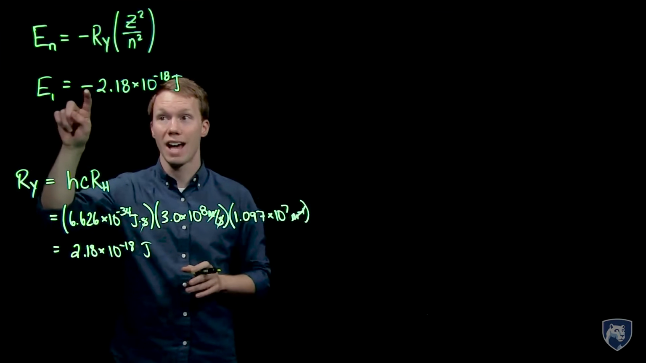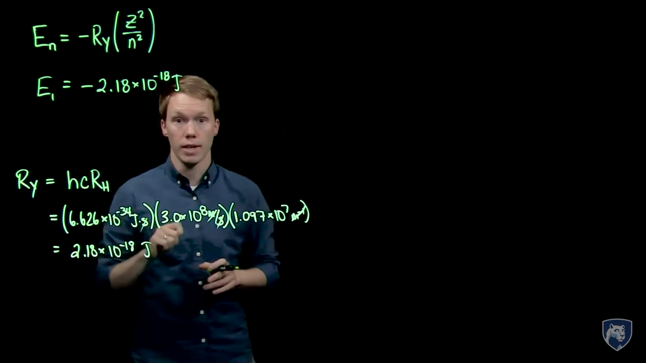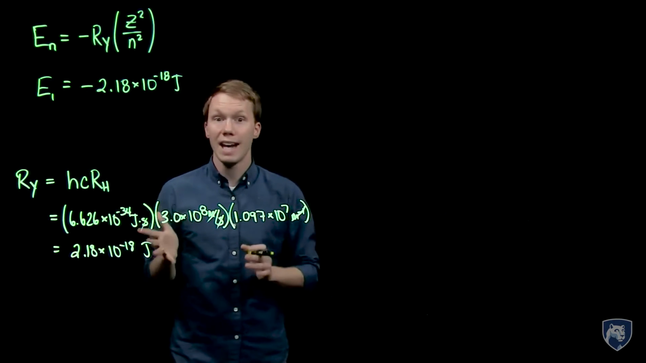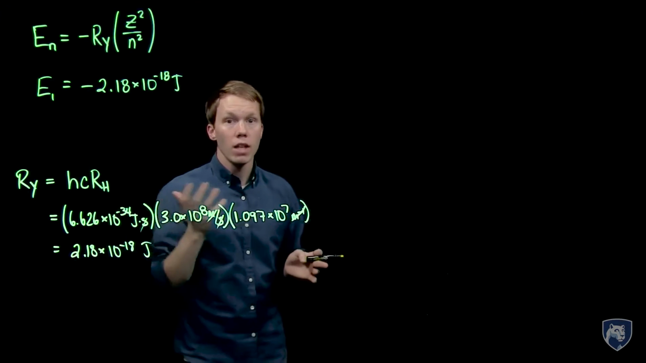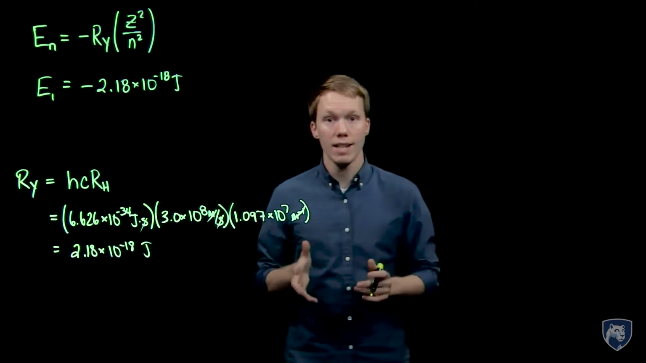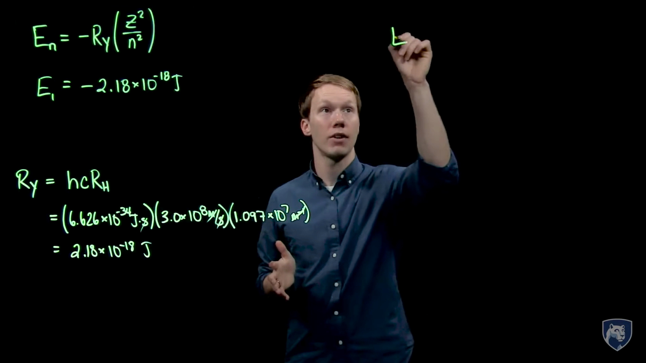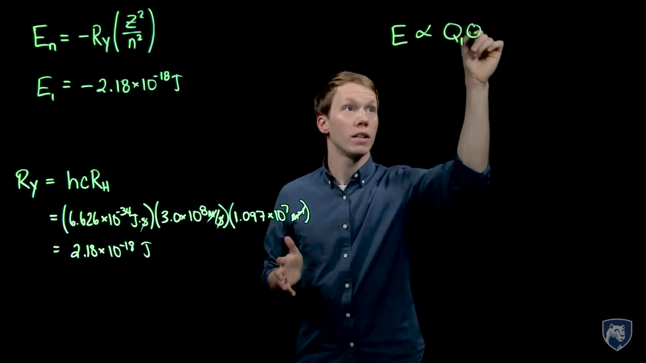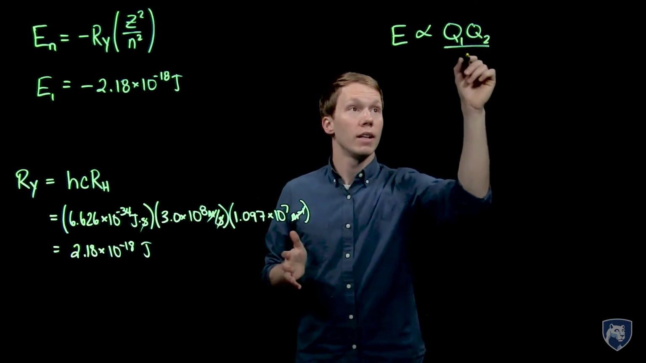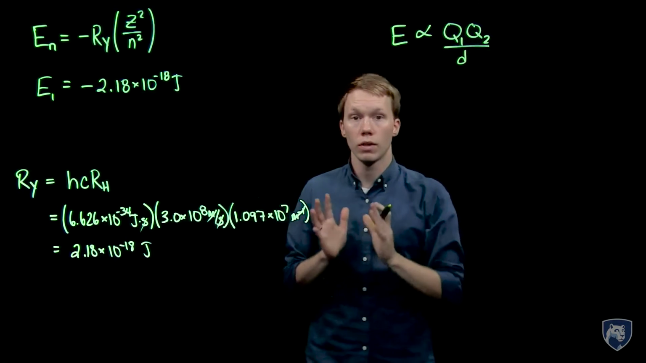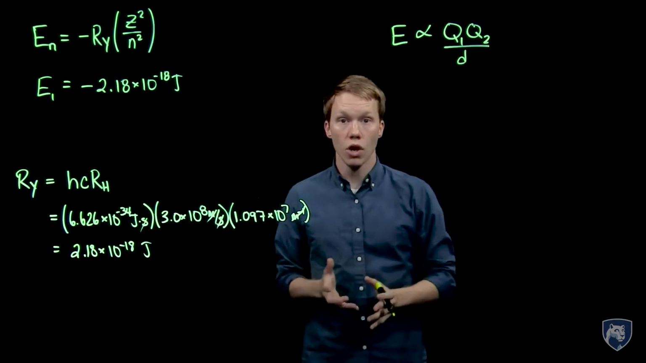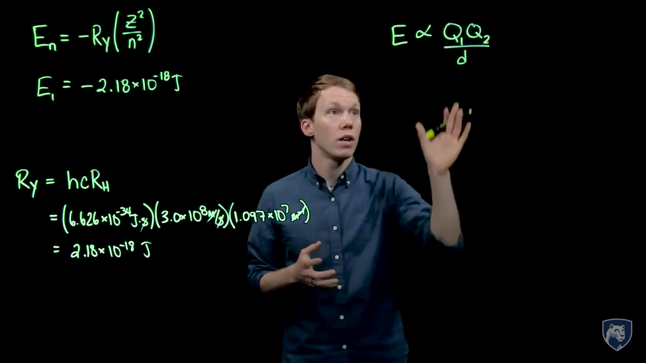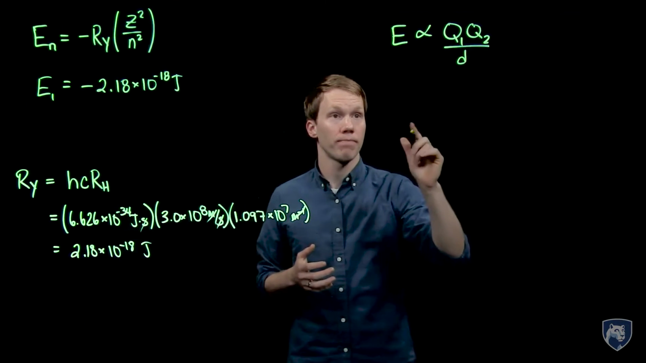One is the sign of the number here. So what does negative tell me? Well, let's bring back Coulomb and see what he can tell me about the sign of energy. So we know that Coulomb says that the energy is proportional to Q1 times Q2, the charges of two particles, divided by the distance.